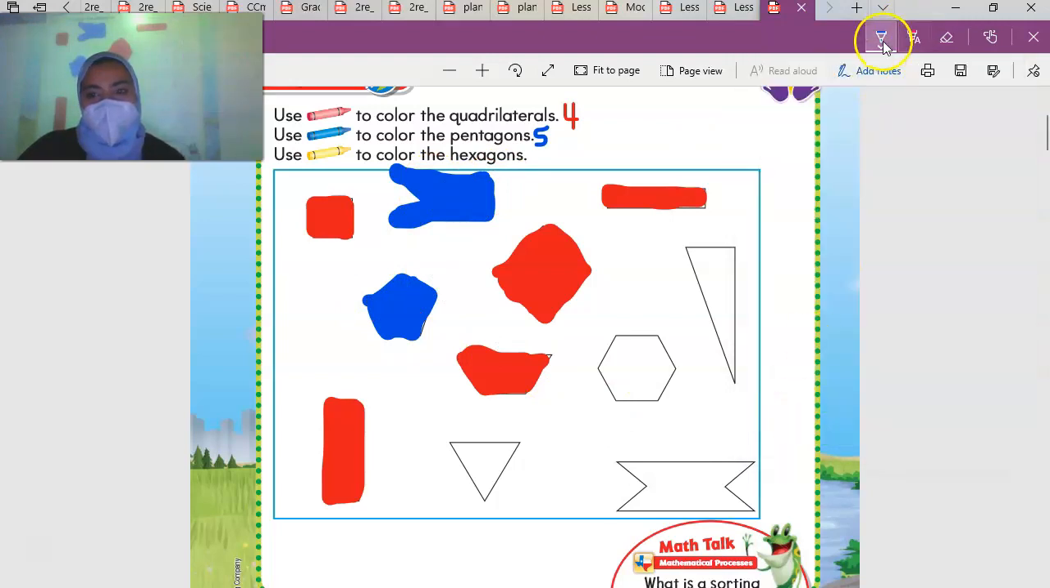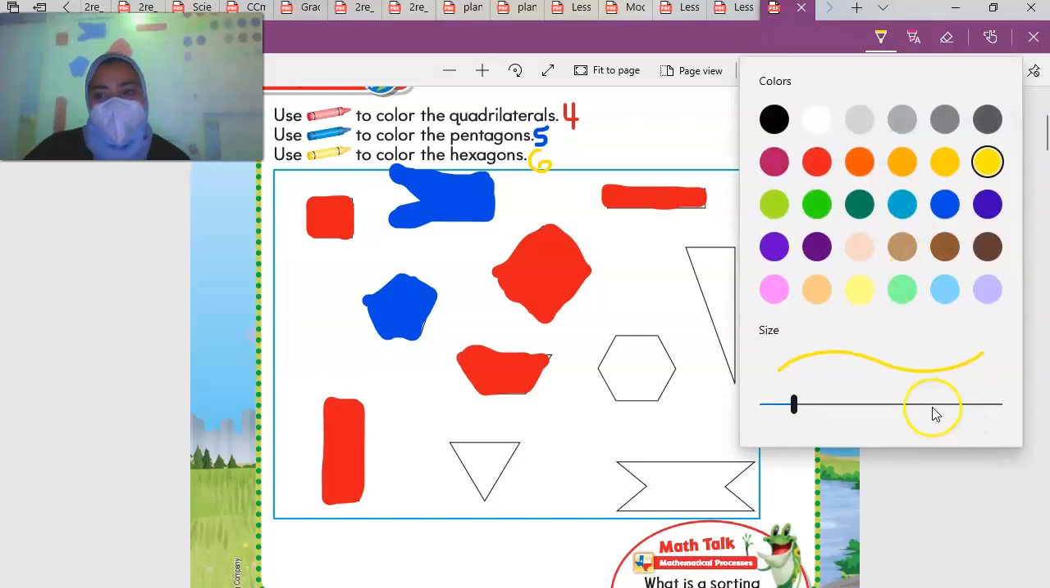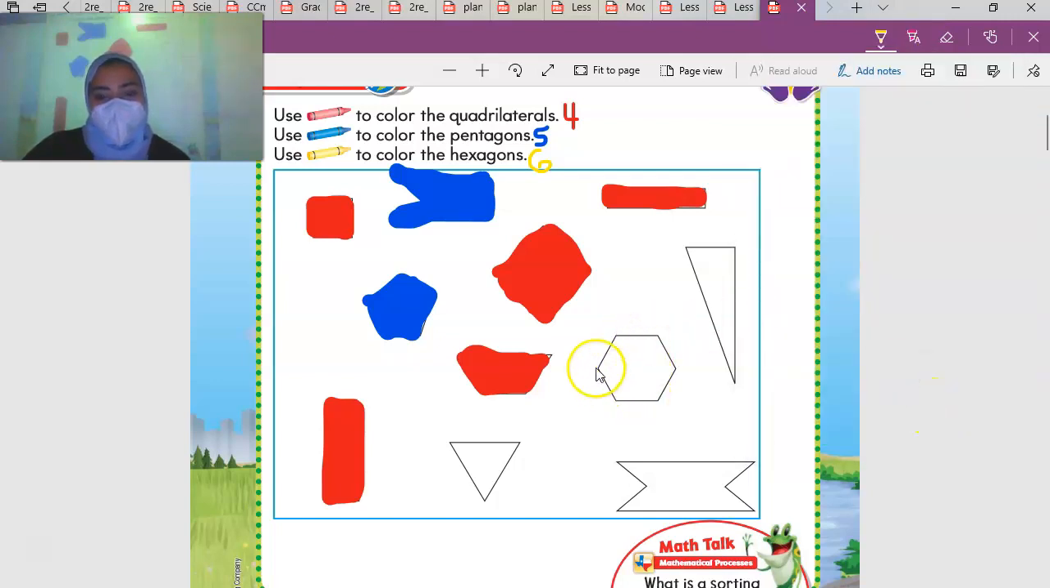The next color is yellow. Again, do not feel like I am rushing you. Take your time. It's okay. Hexagons have 6. So what are you going to write next to hexagon? 6. So all of the shapes with 6 sides, you're going to color yellow. So 1, 2, 3, 4, 5, 6. This is definitely a hexagon. Color that yellow. This has 3 sides. Nope. This one has 3 sides. Nope. This one has 1, 2, 3, 4, 5, 6 sides. So that's a hexagon. I'll color that yellow. So we have 2 hexagons.